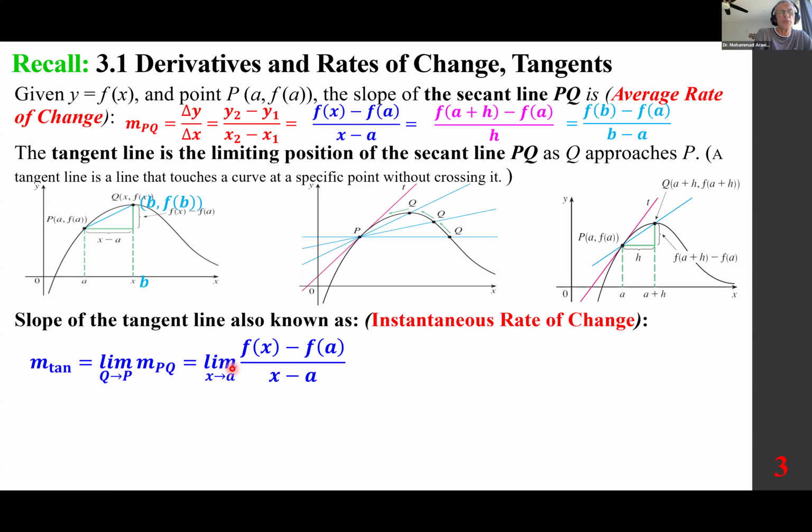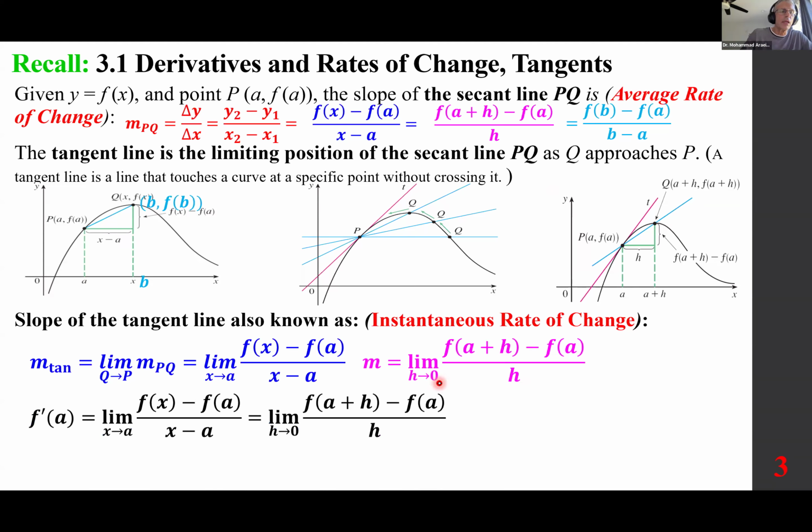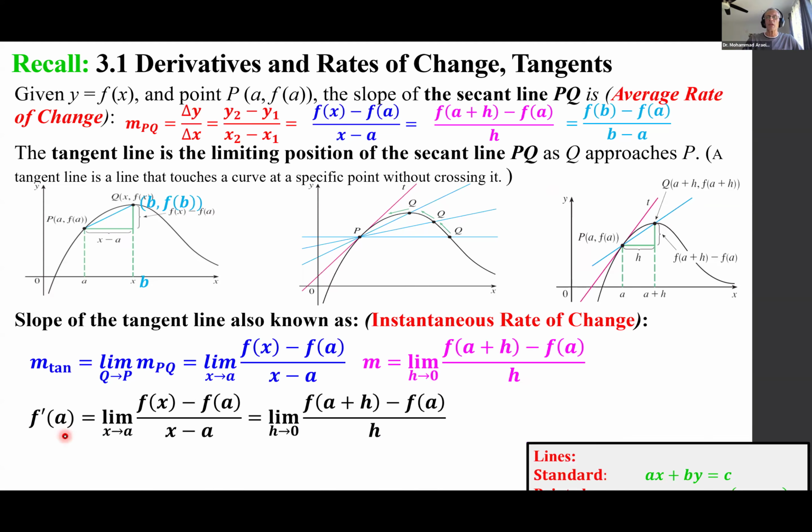Or if you look at this one, the limit of f of x minus f of a over x minus a as x approaches a. Or if you look at this one, the limit of f of a plus h minus f of a over h as h approaches 0. And so these are various formats of defining it. And so ultimately we call it f prime of a, the slope of a tangent line at point A.